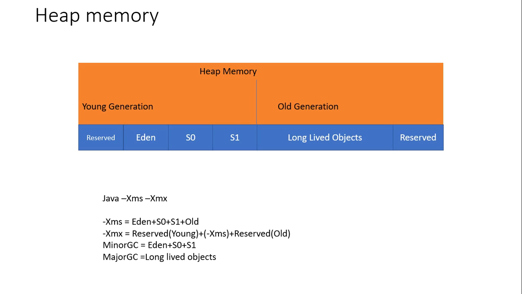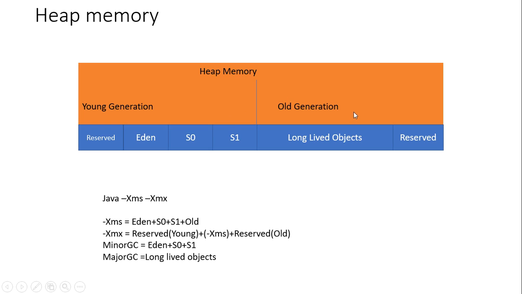What will heap memory contain? Heap memory will store the objects. Java is an object oriented programming language, so all the objects are stored in the heap memory. This heap memory is divided into 2 sections: one is young generation and another is old generation. All the newly created objects are stored in the young generation space, and once the objects have survived the garbage collection, they are moved to the old generation.